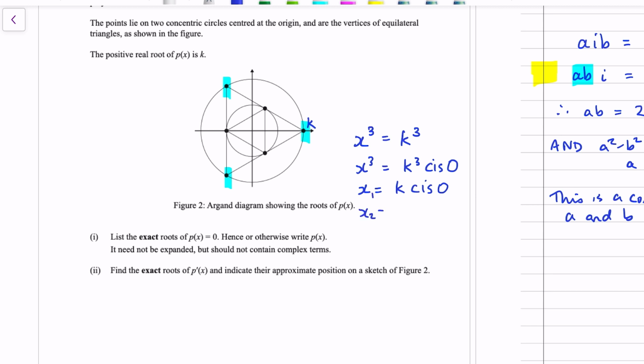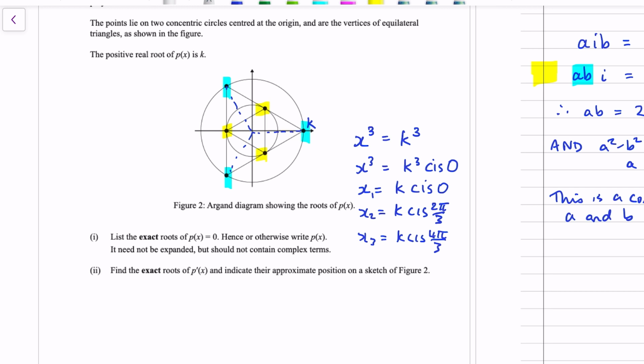Our second solution would be k cis 2 pi over 3, which is the one on the top left. And our third solution would be k cis 4 pi over 3, which is the bottom left one. And they're all k away because they're all lying on a circle. Now, how do we find the ones that are on the inside? So notice that the left one in yellow there lines up.